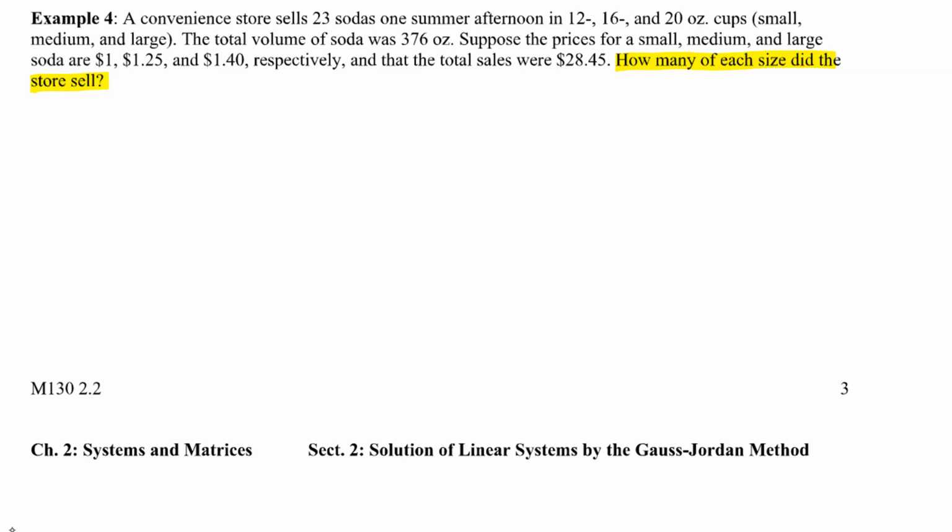So we have 3 different soda sizes that are being sold. So we are going to assign a variable for each one of them. So we're going to let X be a small. We're going to let Y represent a medium. And we're going to let Z represent a large. So we've established that we have 3 different sizes.